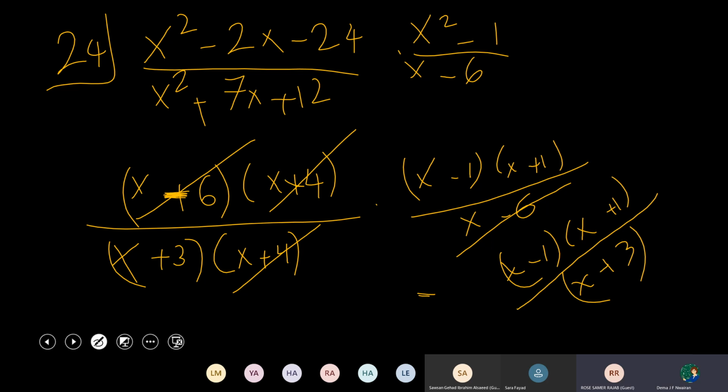Okay, Rose, should we multiply the x minus 1 by x plus 1 or leave it like that? No, keep it like this because I want you to simplify. If you give it back to x squared minus 1, you didn't simplify it. Okay. You must write the simplest form.